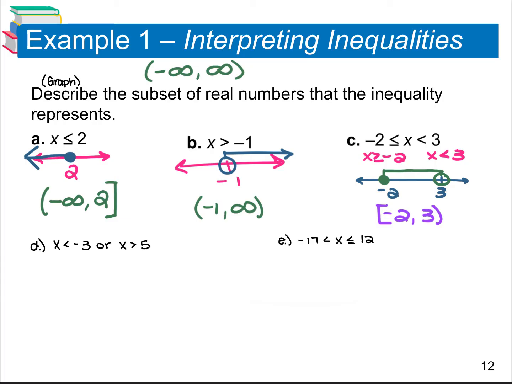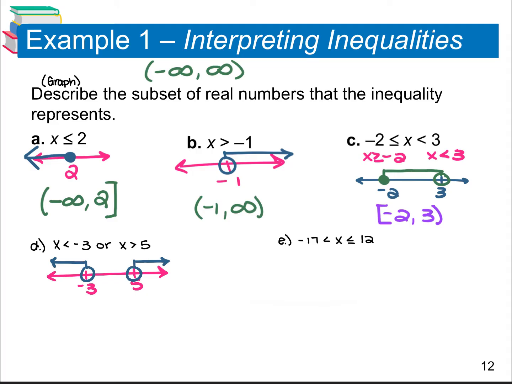For example D, we have x is less than -3 or x is greater than 5. For this one, we're going to have two parts of it on our number line. So we would find -3, we would find 5. Both of these are going to get an open circle since we don't have that line underneath the inequality. For the -3, since x comes first, our sign points to the left, our line's going to run to the left. With the 5, since x comes first, our sign points to the right, our line will run to the right as well.